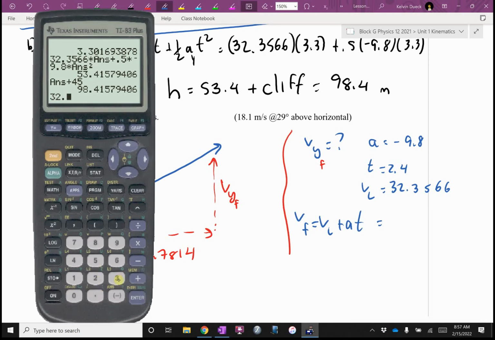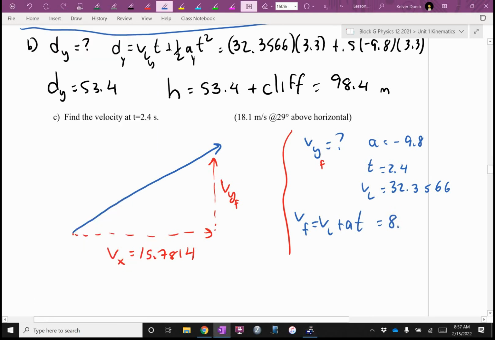It's going to be 32.3566 plus negative 9.8 times 2.4. I get 8.8366. You know what? That makes sense because it's almost leveling off. It's going to level off exactly at 3.3. We're a little less than 3.3 seconds, so it's not going up as fast as it was before. I'm okay with that. So this is the velocity that they want me to find right here.